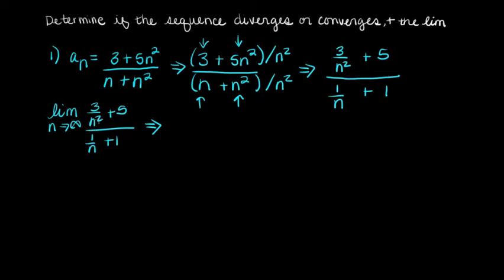So infinity squared will just be infinity. A big number can never go into a little number, so that turns to 0, plus 5. Same thing, infinity can never divide into 1, turns to 0, plus 1. Our final answer is 5, and it converges.